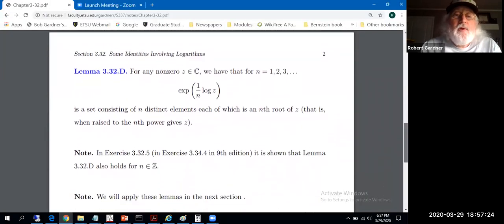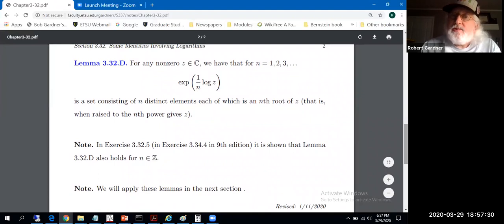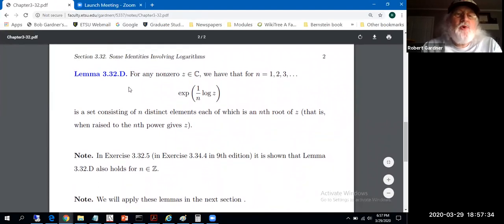Another claim about nth roots. We still haven't defined an nth root function, but we're closer than ever. Lemma 3.32.d states, take a non-zero complex number z, and let n be a positive integer, a natural number. The claim is that e to the, or exponentiate, 1 over n log z, lowercase l, so it's a whole collection of numbers that are going into an exponential function. And the claim is what we're getting out is a whole collection of numbers, a set of numbers consisting of n distinct elements, each of which is an nth root of z.